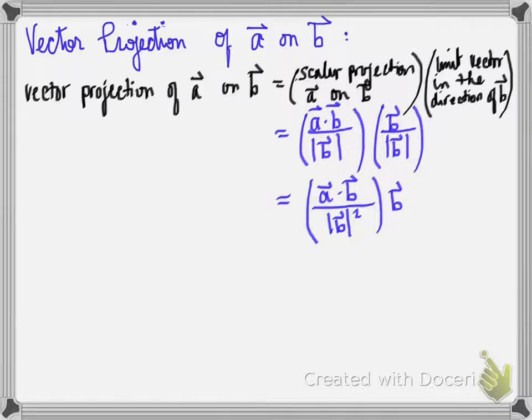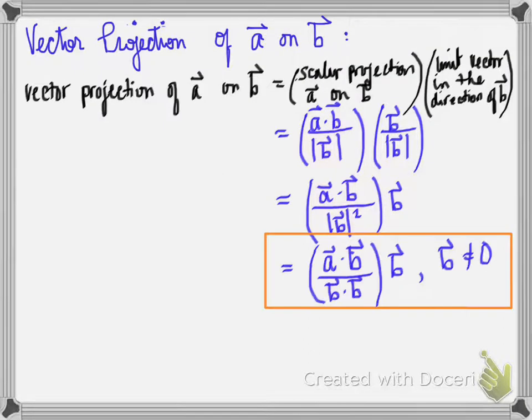On the top you still have A dot B, and you still have that vector B that belongs to the top. Now, the way to remember it is that it's A dot B over B dot B times B when we're calculating the vector projection of A on B, and note that vector B cannot be the zero vector.